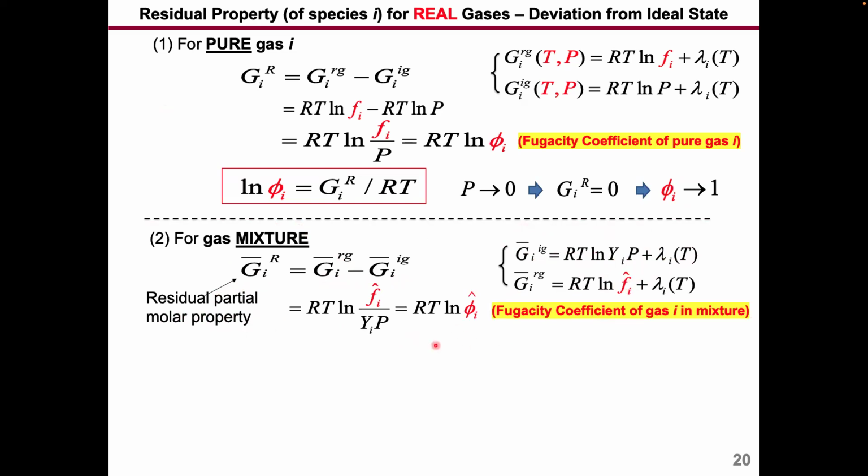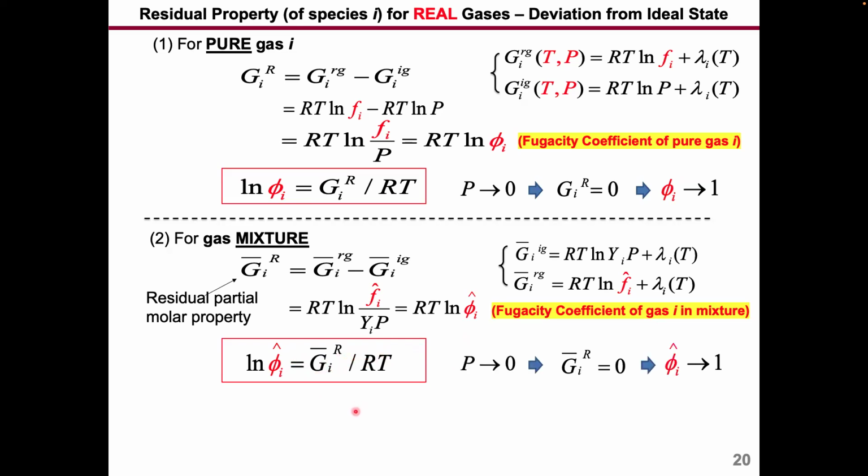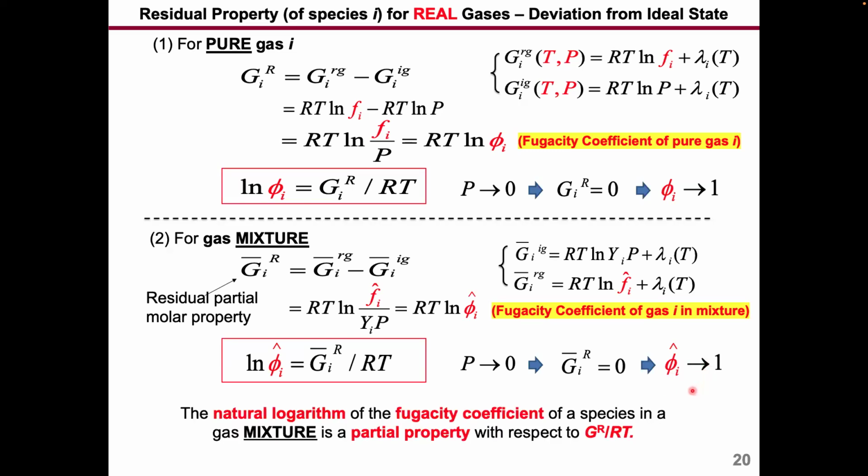And then if you plug in, you can also define a similar fugacity coefficient of gas i in the mixture. Instead of φi, we have φi hat. φi hat is defined as f̂i divided by the partial pressure yiP. And then you can see the natural log of φi hat is going to be Ḡi^R divided by RT. And again, similarly, when you go to low pressure, you don't have deviation from the ideal state, and then your φi hat goes to 1, okay?